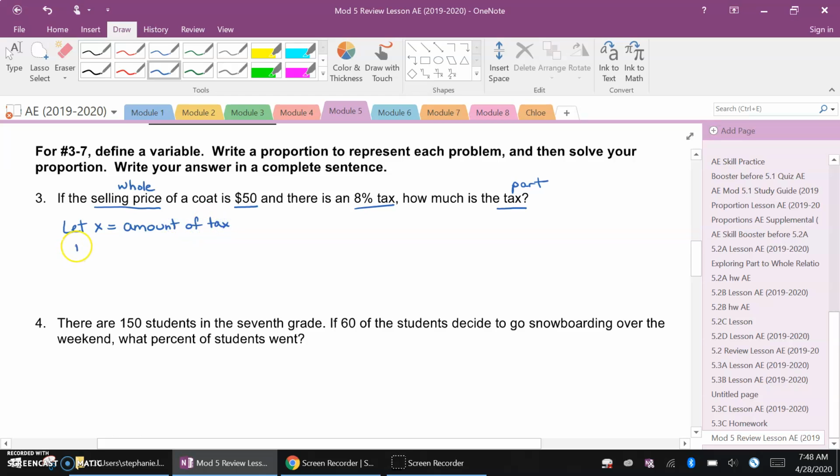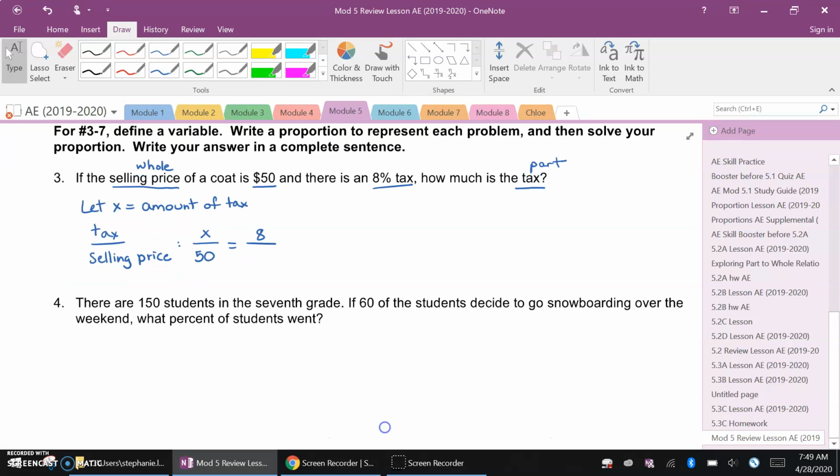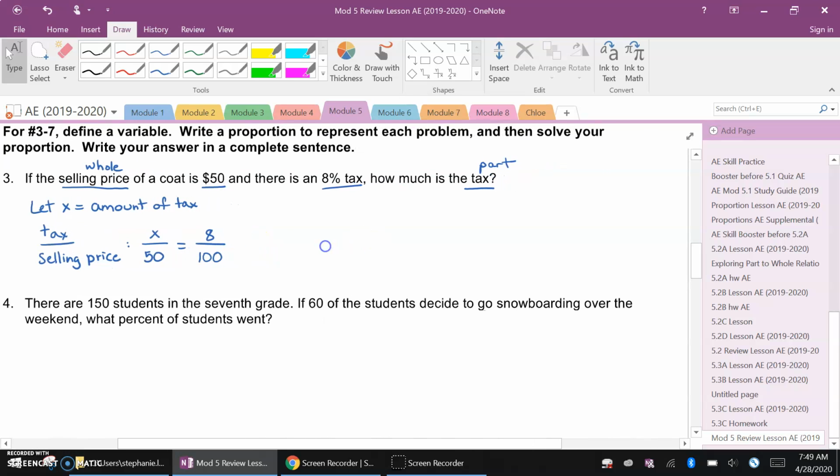For our word ratio, we will have tax over selling price because those are words that we see inside the word problem, so those are reflected pretty well. And so we're going to have X because we don't know how much the tax is. That's what we're looking for. And the selling price is 50. And then we're going to have 8. And then percent, remember it means out of 100. So we're going to have percent out of 100.